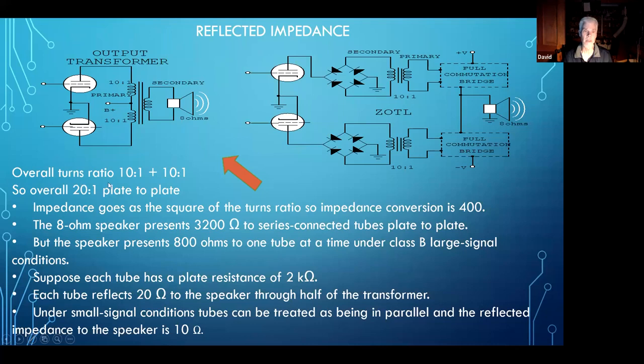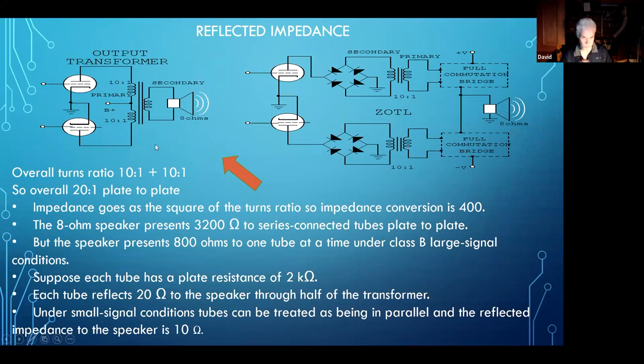So let's look at this case. We have an output transformer that's wound with a ratio on the primary to secondary of 10:1 on this coil and 10:1 on this coil. And these are in series, and the power is brought in at the center tap. The tubes are in a conventional push-pull configuration, and the speaker is loaded on the single winding output of the transformer.